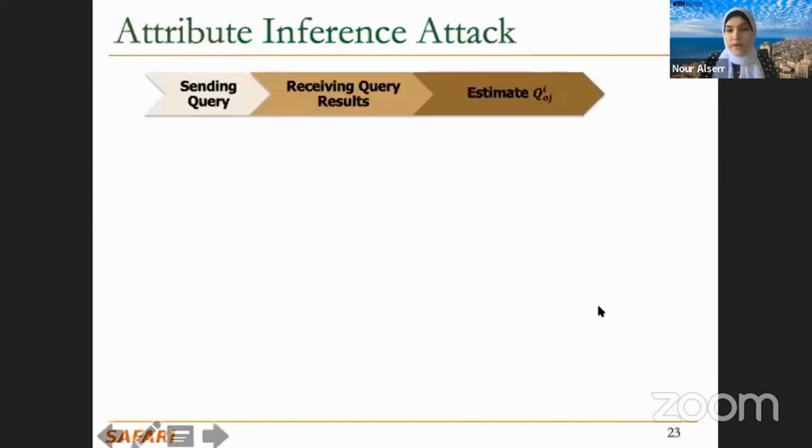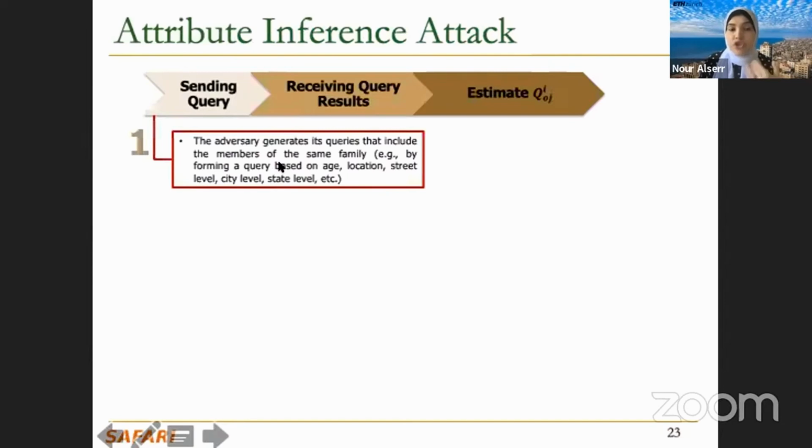How could he infer? Let's go through the algorithm. Again, the adversary generates a query that includes the members of the same family. Let's say he can ask: give me the sum value of SNP A for the people who live in Zürich. Then he knows that the family members are in Zürich. Because he formed the query based on location, or sometimes he adds the age, he will be sure that all the members will be included in the query result, right?